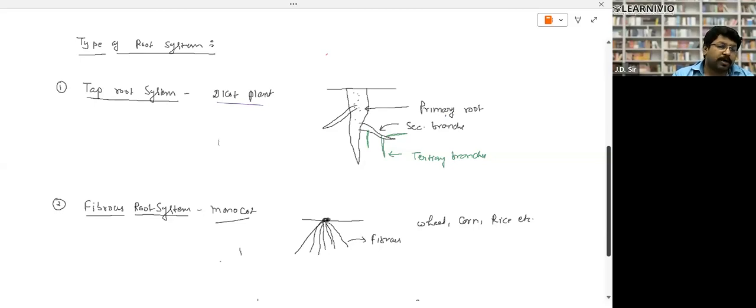What are dicot plants? Dicot plants like gram, like pulses. They have two cotyledons. If you divide them, they will get divided into two equal parts. So they have two cotyledons, and they are called dicots, right? And there is a fibrous root system.